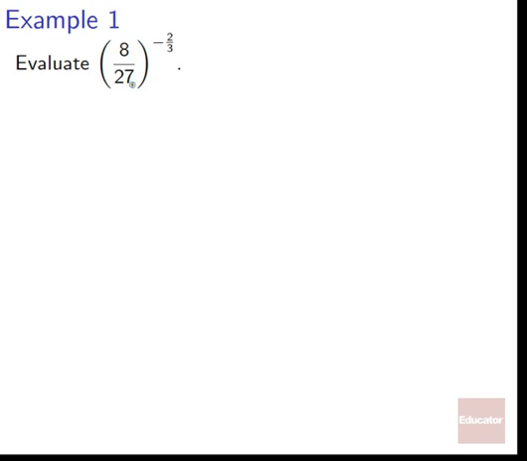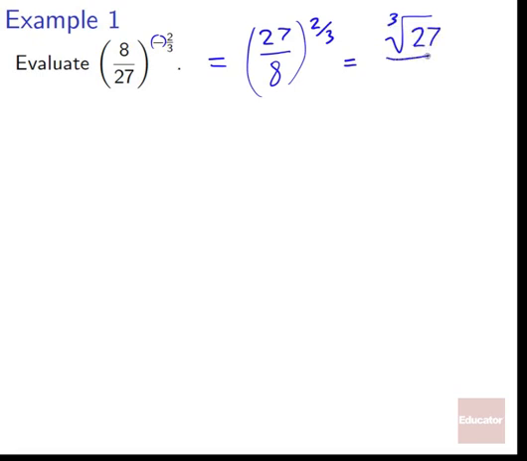Evaluate 8 over 27, all raised to the negative 2/3. So with many of these examples, there's actually going to be multiple ways that we could approach it, so I'll try to show you the various ways that you could go at it. So 8 over 27 to the negative 2/3, first thing I would do is I'd see, we've got this negative sign, so I'm going to flip and get rid of that negative. So we've got 27 over 8 to the 2/3 equals, and now we've got 2 and thirds, so I'd put the third into nth roots on both of them.